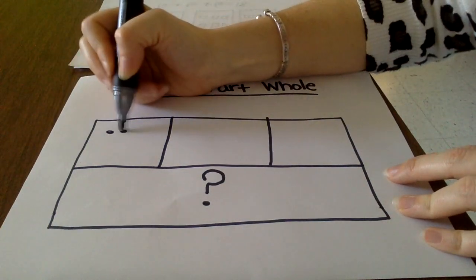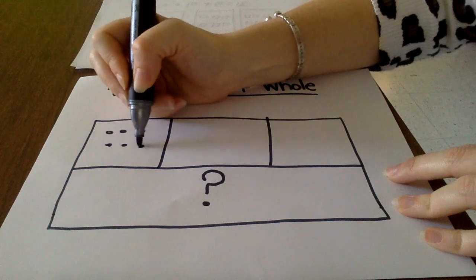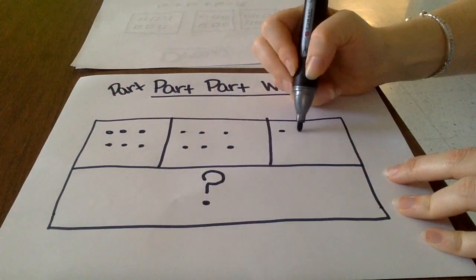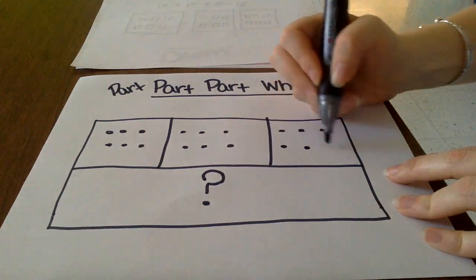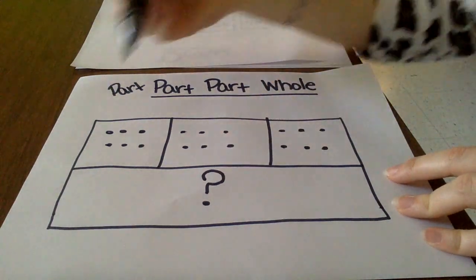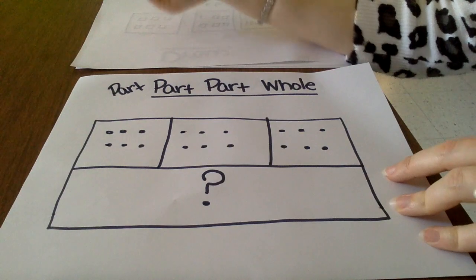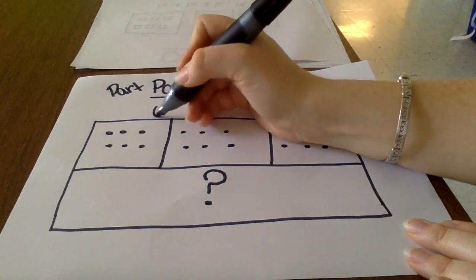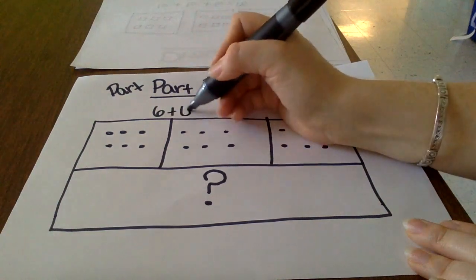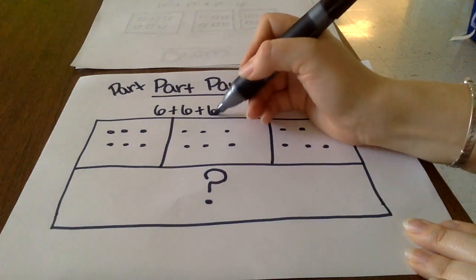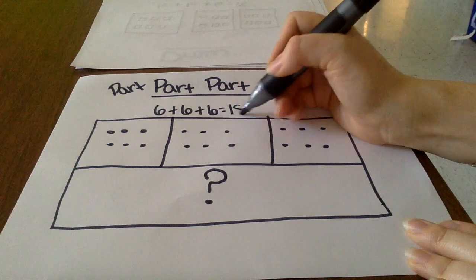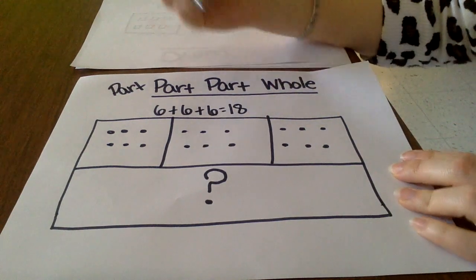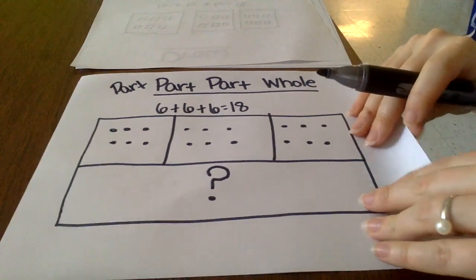So here I would do 1, 2, 3, 4, 5, 6. 1, 2, 3, 4, 5, 6. 1, 2, 3, 4, 5, 6. And this is a picture representation of what's happening in the story, of the repeated addition that's happening. So again, my number sentence would be 6 plus 6 plus 6 equals 18. And this is the number sentence that we would have students write to solve this multiplication situation.